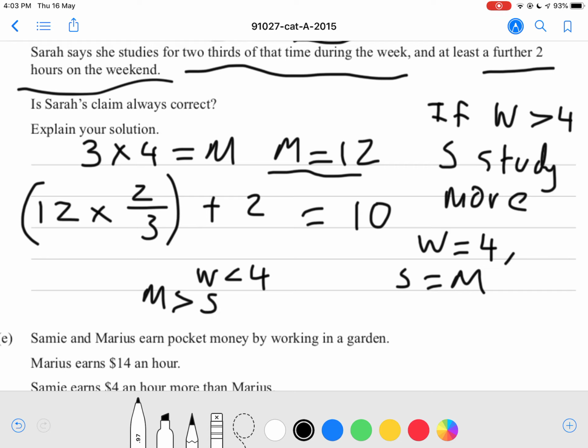So in the actual exam, I'm only doing this because I don't have enough space to write it down. So in the actual exam, it'll be like this, so you'll be saying this.